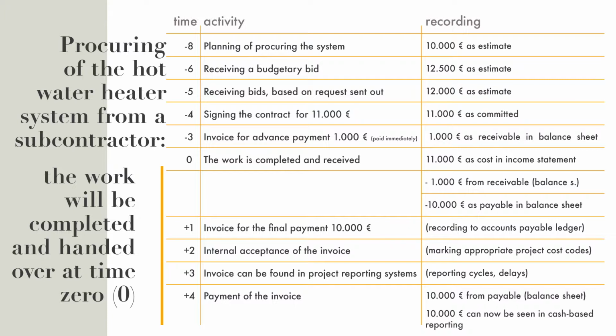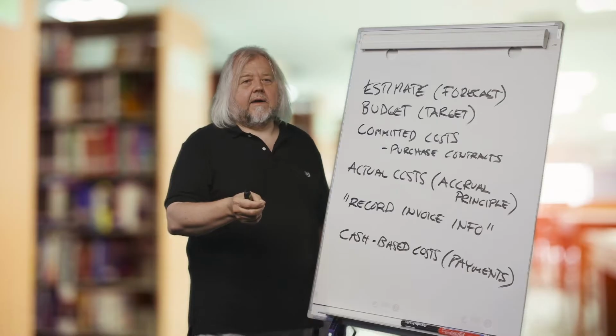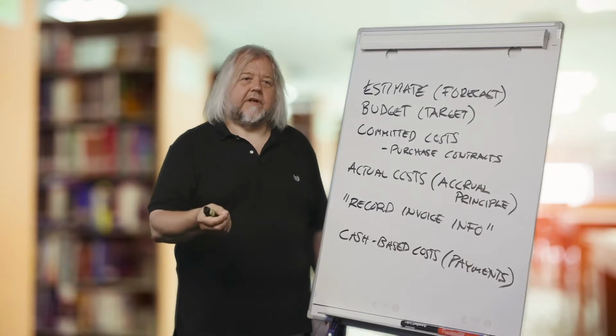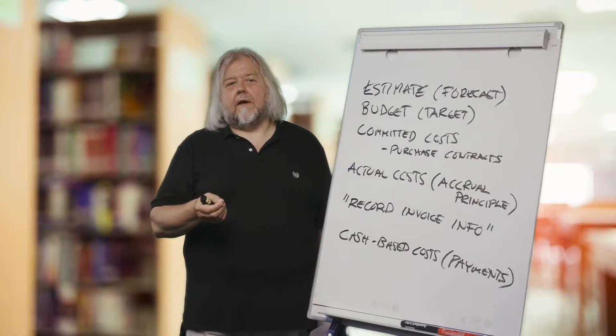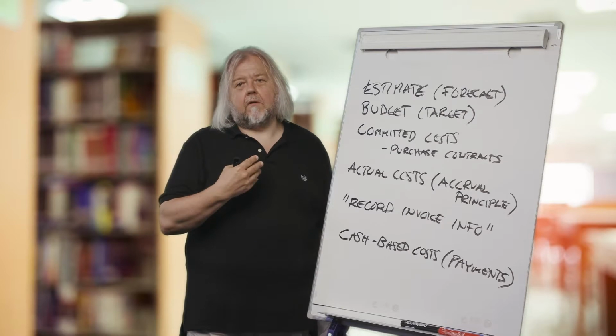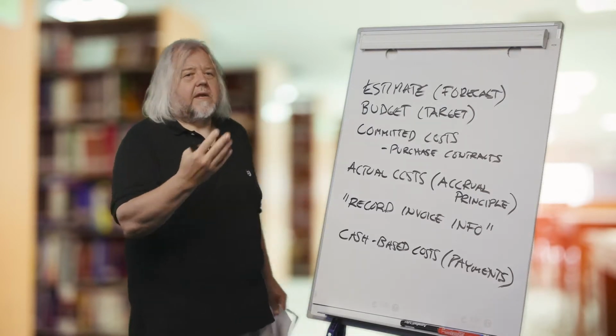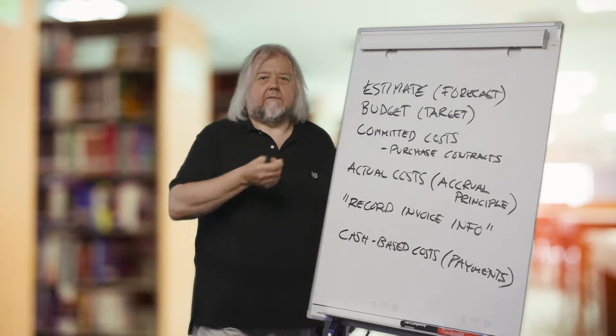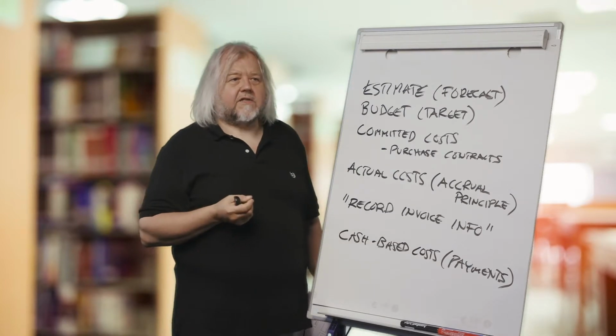Point of time minus 3. So we get an invoice for the advance payment of 1,000 euros that we have agreed with the supplier, and we pay that immediately. And that is recorded as a receivable in the balance sheet. That is a receivable for us because we have not been delivered anything yet, but we have paid something, so it is in the balance sheet.